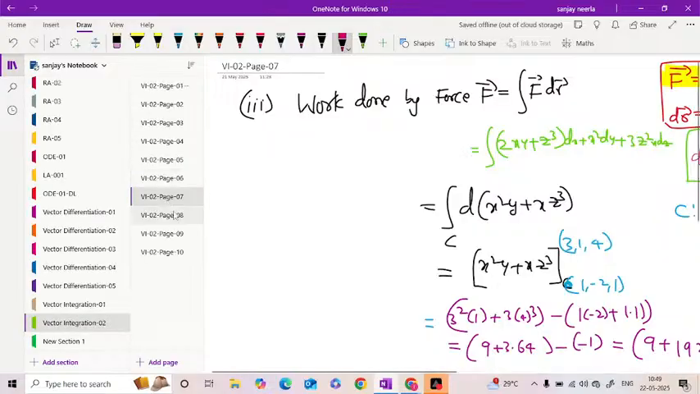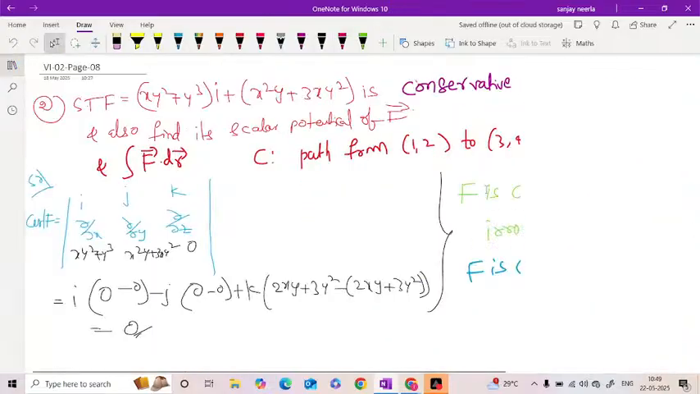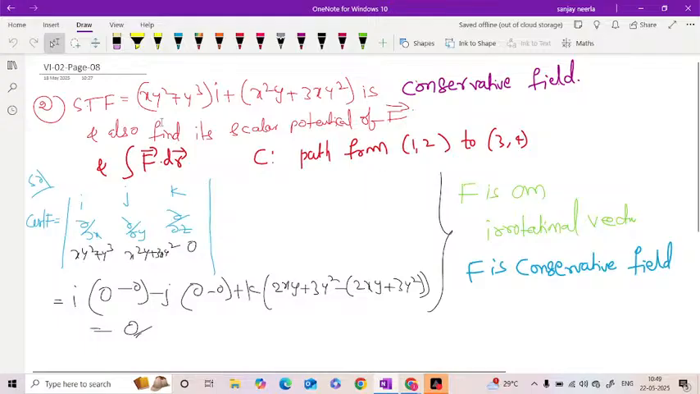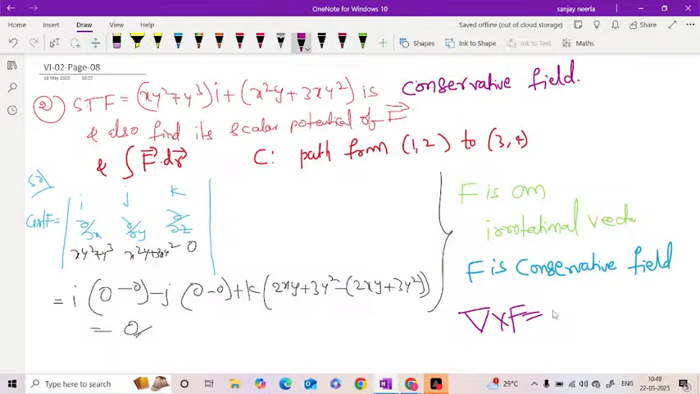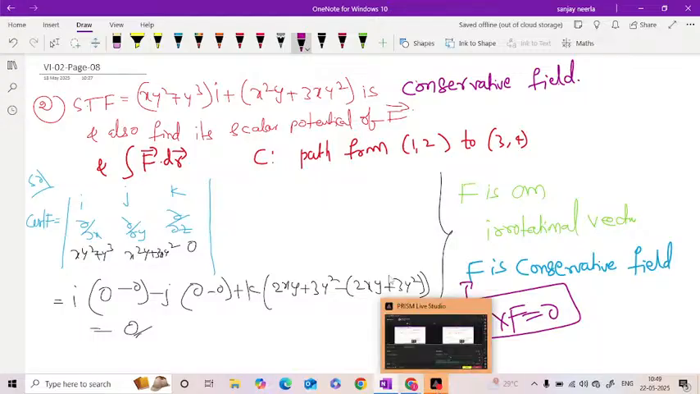Now come to the second question, also the same. Here also we have three sub-questions. The first one: we have to prove that the given vector field is a conservative field. That means you have to prove that curl of this F must be 0, or del cross F must be 0. So del cross F is 0, so this given vector is a conservative vector field.